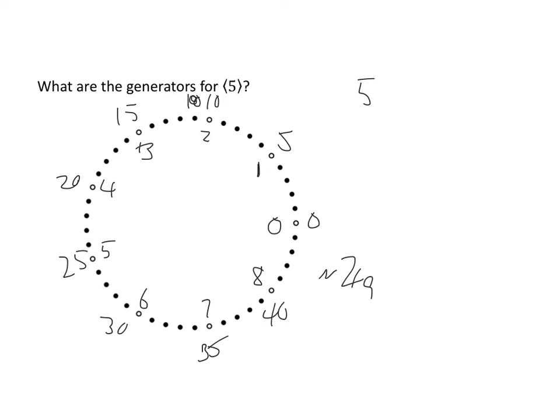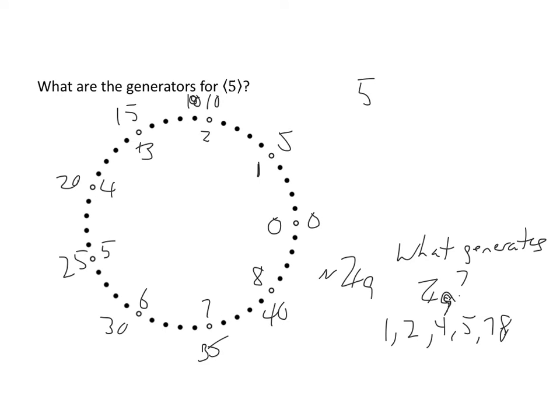And so we ask ourselves, hey, well, what generates Z9? Well, once again, it's the elements that are relatively prime to 9. Okay, so what generates Z9? The numbers that are relatively prime to 9 are 1, 2, but not 3, 4, 5, but not 6, 7, and 8.